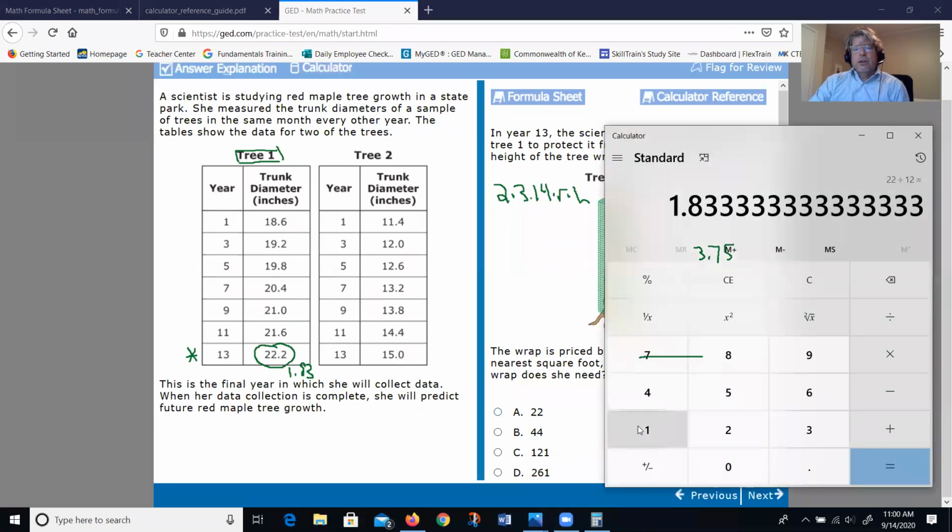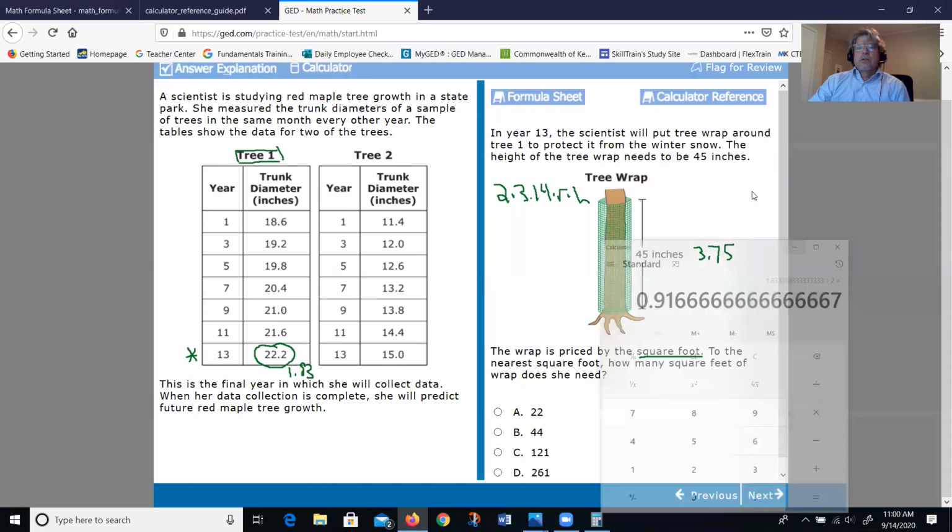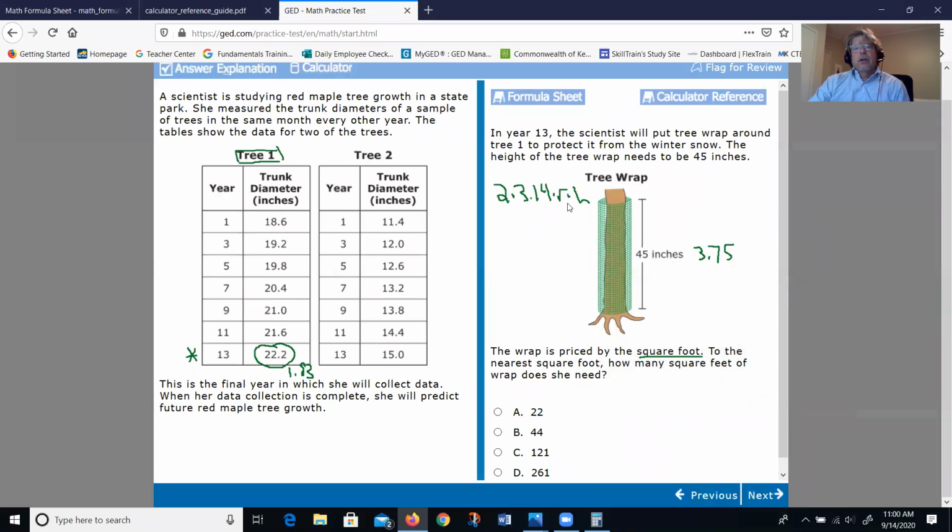So the 1.83 has to be divided by 2. That's going to give me 0.916 or about 0.92. So notice that I'm rounding here, so we're not going to get a perfect answer. When I do the math, I actually have to use 0.92 for the radius. And the height was not the 45 inches, but the 3.75 feet since we need everything in square feet.